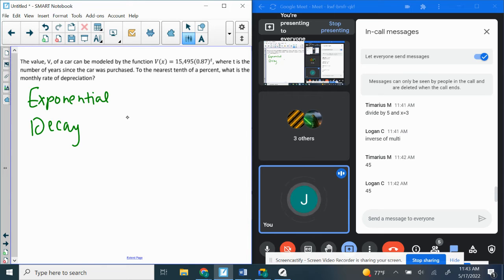Also remember, this is all based off of a(1 plus or minus the rate of change as a decimal) raised to the amount of time we're tracking it. So everything is relative to a dollar. So what is the depreciation rate that's illustrated in this equation? So how close or far from a dollar are we inside those parentheses?